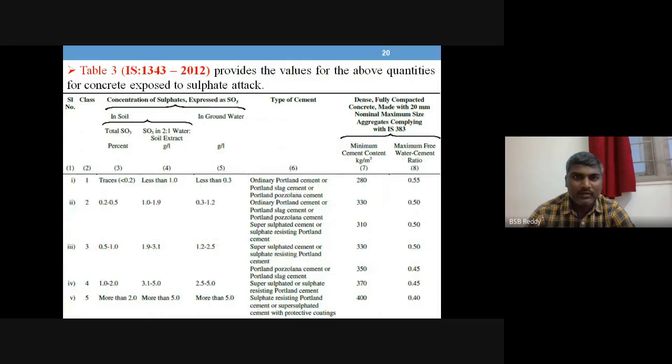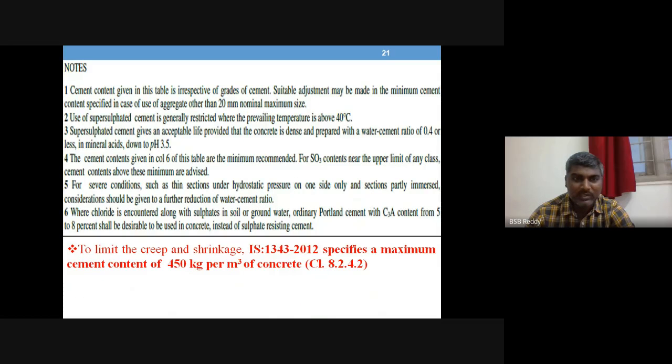Okay, and the exposure. When it is exposed to a severe environment, how the limitations on cement and water cement ratio will change, and you have to note that the maximum cement content, which was 530 kg per meter cube in the earlier code, is now reduced to 450 kg per meter cube of concrete in this IS code.